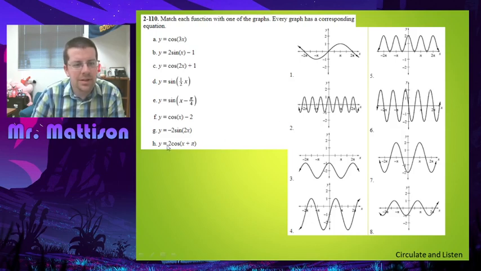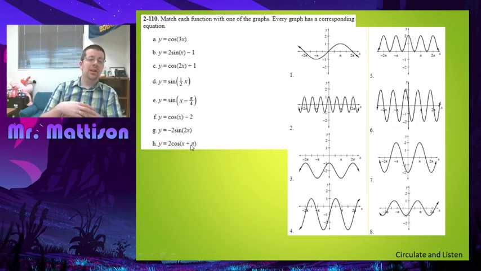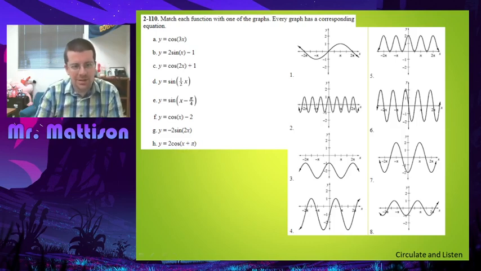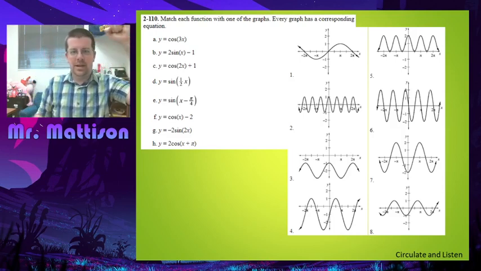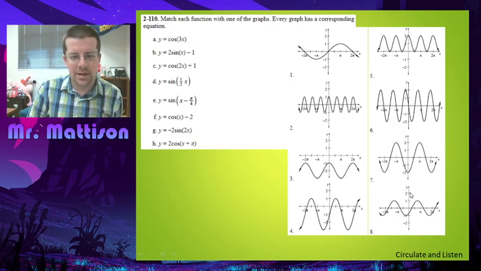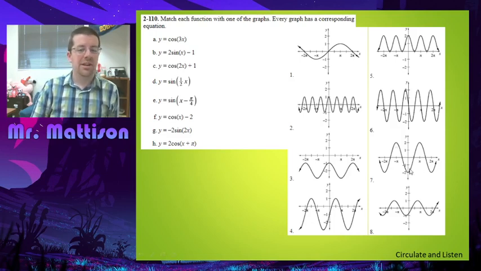Then my last one, 2 times the cosine of x plus pi. So that's a cosine curve. Amplitude's now 2, and it has been shifted to the left pi, so I should see that peak at -pi. So peak at negative pi, and then my amplitude is 2. So up at 2, down negative 2, it's going to be that one right there.